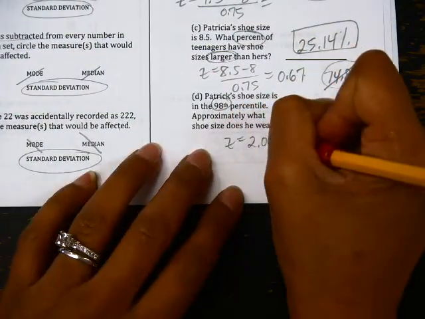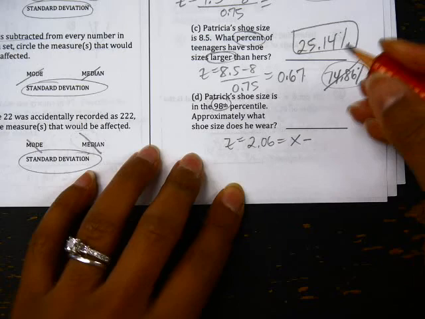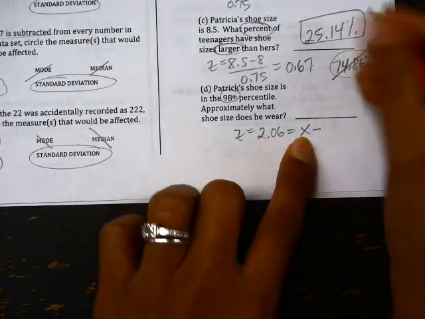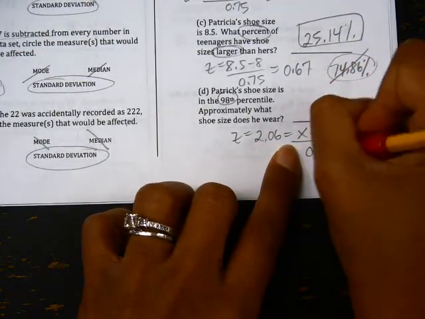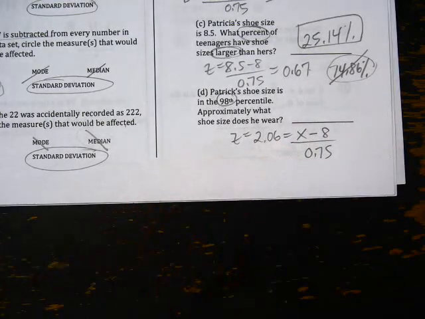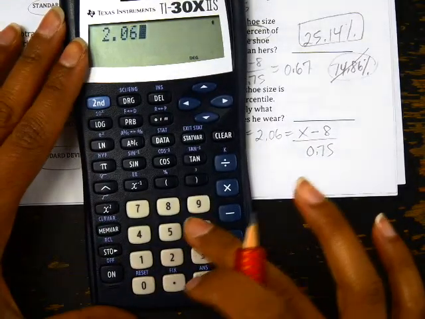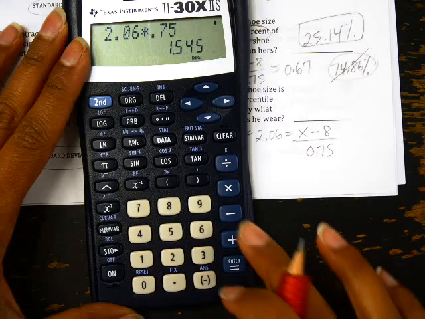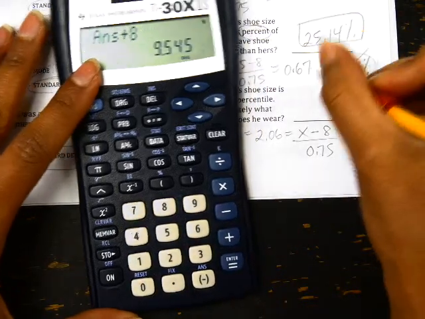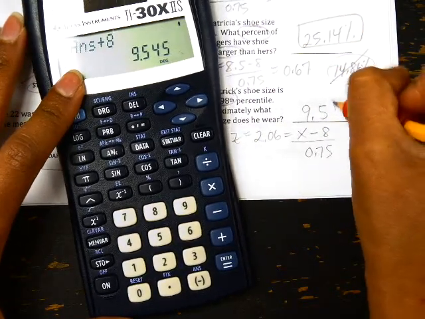And then now I can work backwards to figure out his shoe size. So z is his shoe size minus the average divided by the standard deviation. So if I solve that equation, multiply both sides by 0.75 and then add 8, he would be approximately a 9.5.